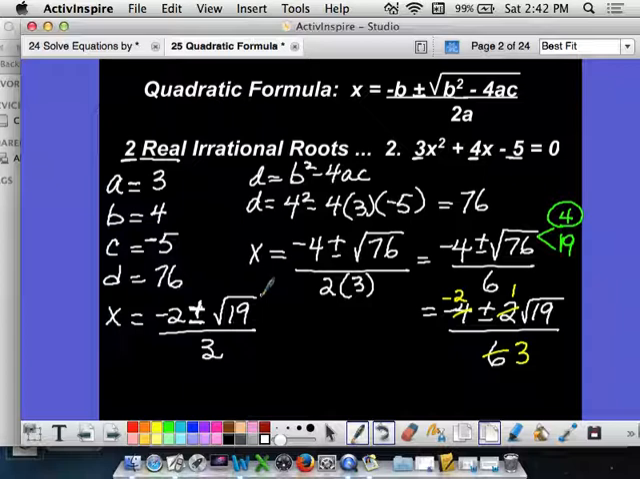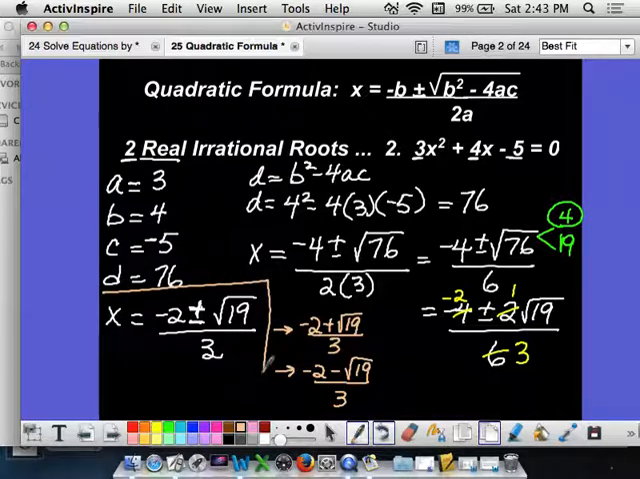If you were to find, just to give you one illustration of this, if you were to find the decimal value, you would say -2 plus the square root of 19, and you would divide that by 3. And then you would say -2 minus the square root of 19, and divide that by 3, and you would get the decimal value there. I will always be looking for this value here because I want the exact value. But it has 2 answers here. They're real, and they're irrational because of that square root of 19. But these are the answers really that you're using and you're looking for.